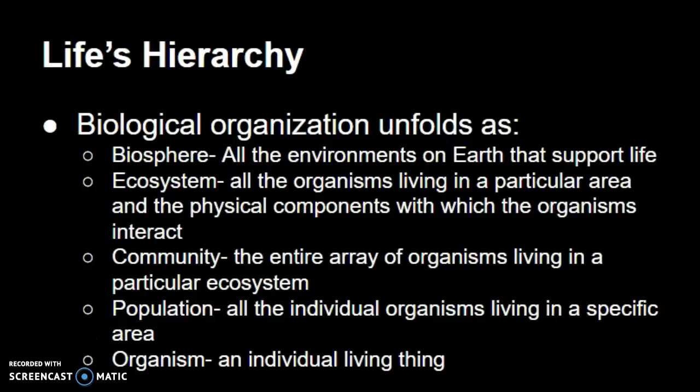Okay, so now that you heard what different characteristics there are, we want to talk about life's hierarchy. So biological organization unfolds as the following. We have the biosphere, the ecosystem, the community, population, organism. Starting at biosphere is the entire Earth. And at each of these levels, we get smaller and smaller and smaller until we get to the organism, which is one individual living thing.